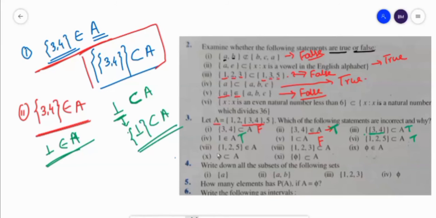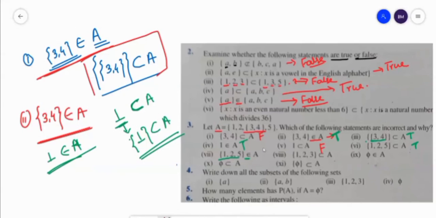Next, {1, 2, 5}. Now this is a set and it is given as belongs to. The only sets belonging to the set A are {3, 4}. So this statement is false. {1, 2, 5} belongs to A, we cannot write; it is a subset of A. This set is not in the set A. So this is a false statement. Number 7 is a false statement.